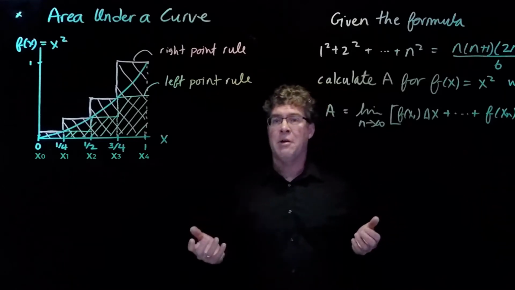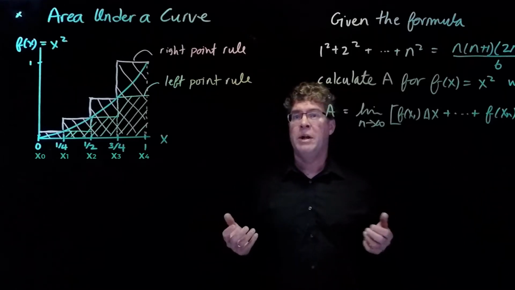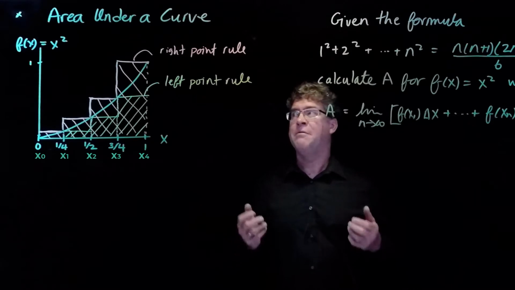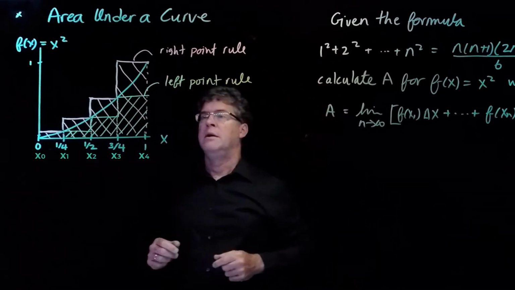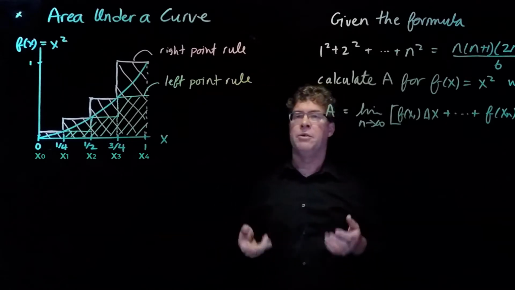Let's talk about the area under the curve. We'll pick a simple example. This is f of x equals x squared, and it's shown by the blue line right here. Now, we want to calculate the area under the curve.